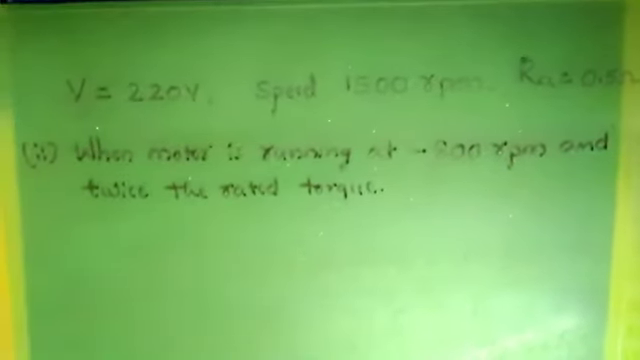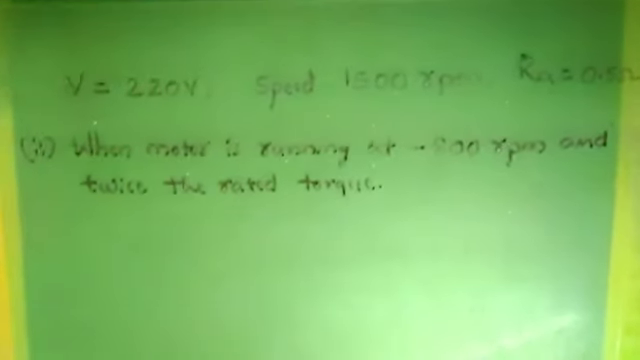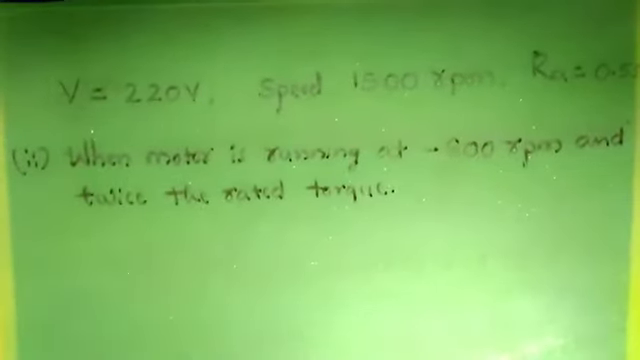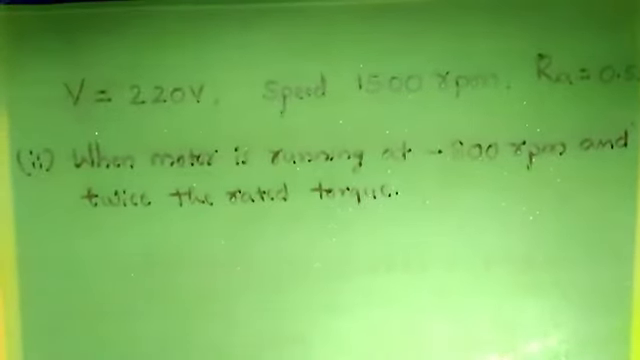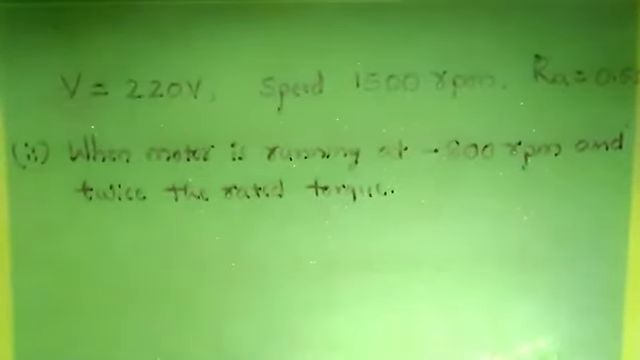Okay, let us continue. In the second case, it is asked when the motor is running at -800 RPM and twice the rated torque. So -800 indicates that the first case you solved was for 1200 RPM, assuming it was working in the clockwise direction. Now it is in the anti-clockwise direction. The speed is reversed. And one more thing is twice the rated current.